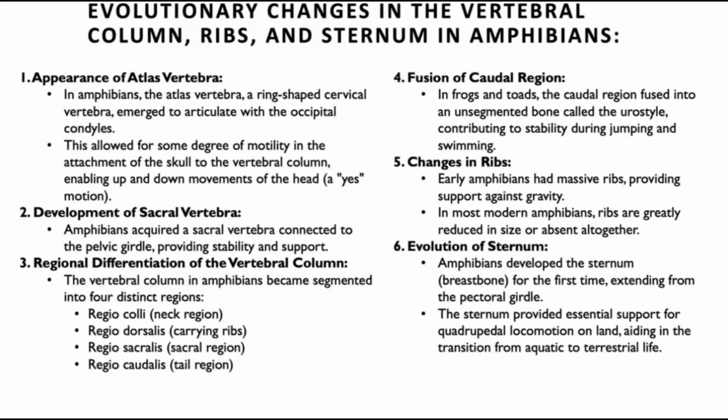The sternum also developed. So this is the breastbone, right? And it basically developed coming from the pectoral girdle that I mentioned earlier. The pectoral girdle is that area in the chest that is supporting the upper arms, or the upper limbs, I should say. So basically the arms. The sternum then provided essential support that the amphibian would need for quadrupedal locomotion, basically meaning that they'd be walking on all 4s.